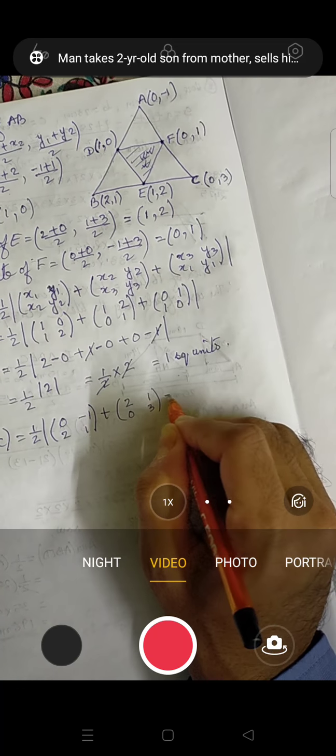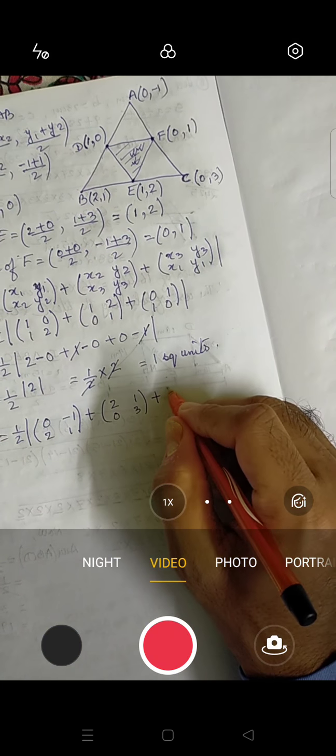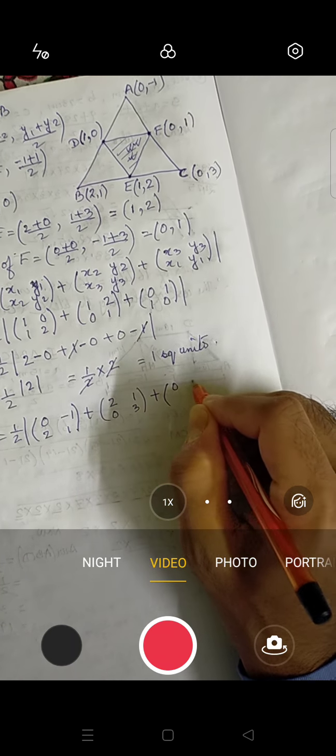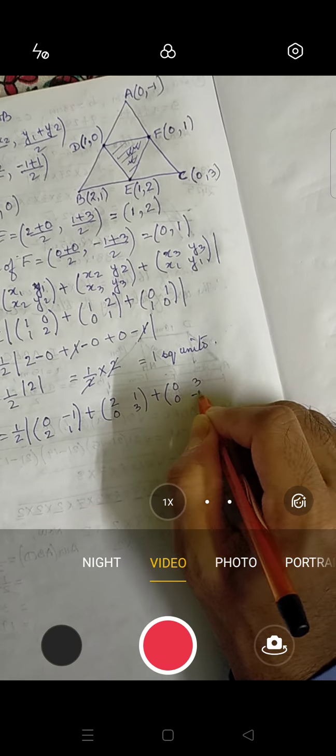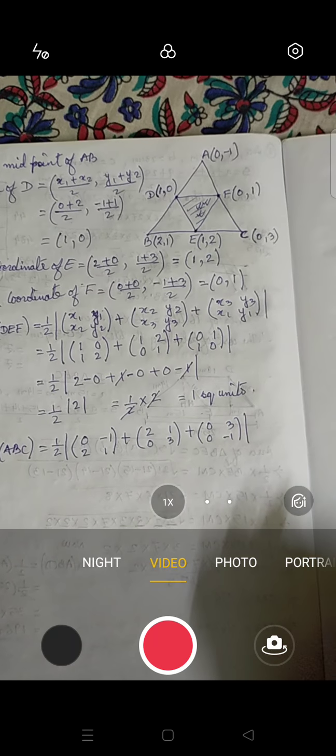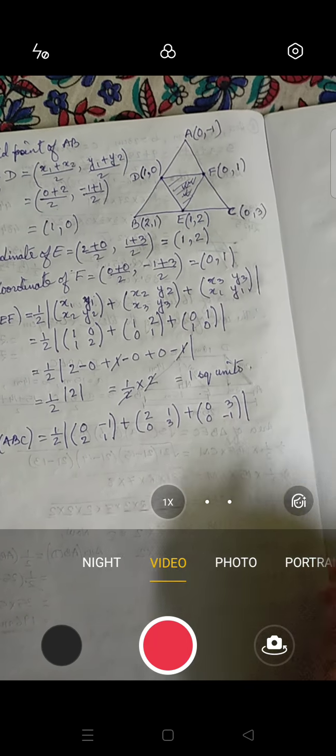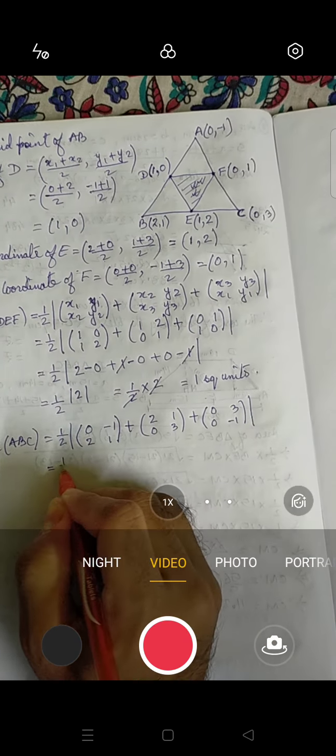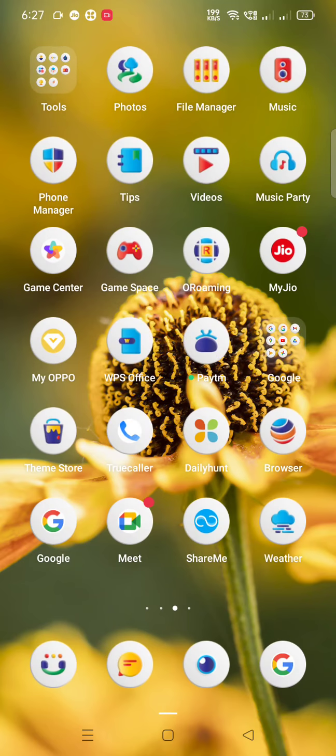Don't make it wrong. One single mistake will make the whole sum wrong. Next is 0, 3, 0 minus 1. Bracket close. Is it clear? Now we will solve this one. 0 into 1 is 0. In between there is a minus. 2 into minus 1 is minus 2. There is a minus, so minus minus becomes plus. So plus 2. Plus 2 3s is 6. We will write 6.